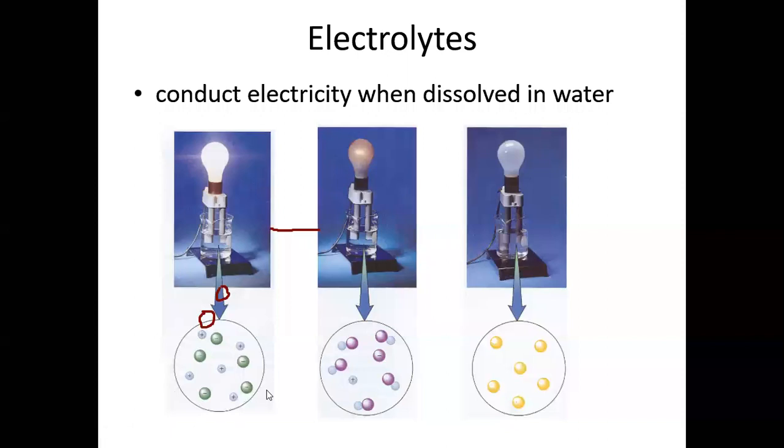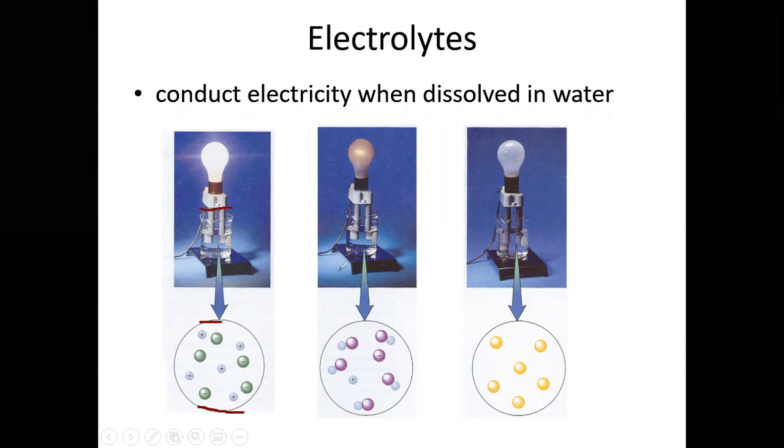And so when you dissolve a compound in water, there are three things that can happen. One is that your compound dissolves 100% into ions. So all you get in the solution are ions. And so that allows electric current to pass through, and you get a bulb that lights pretty bright.